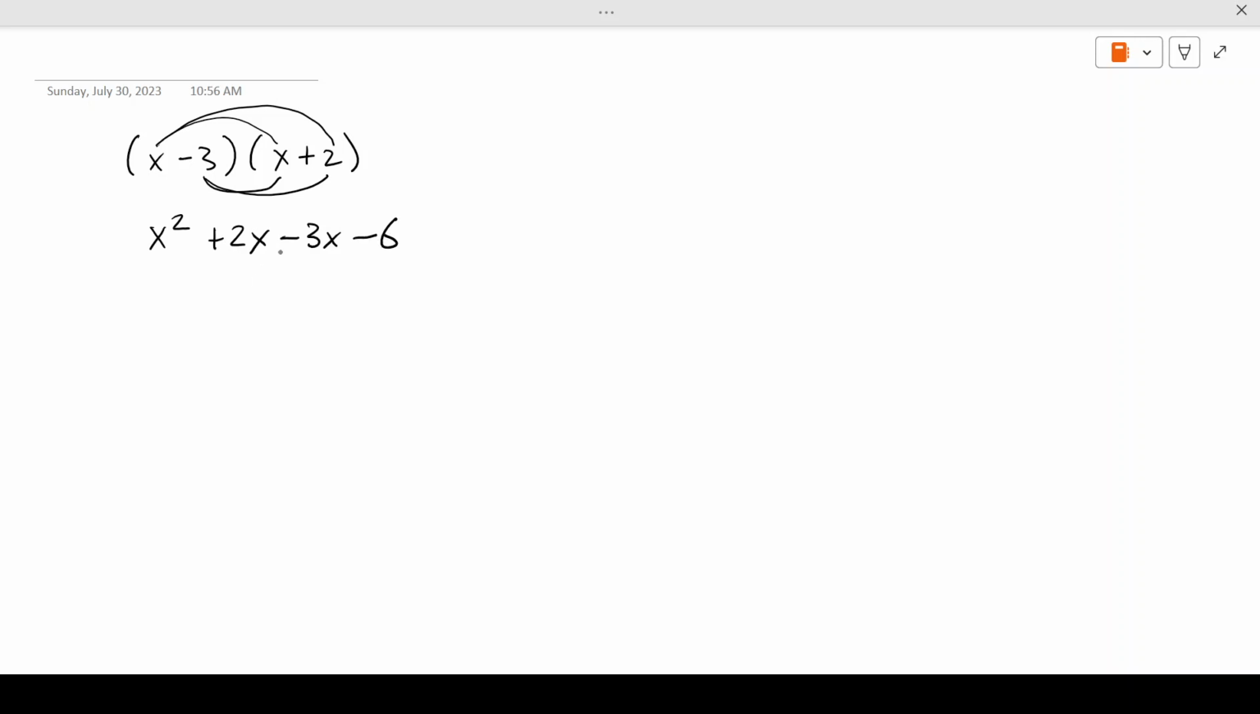Okay, and then we'll collect like terms here. We've got an x and an x. The exponents are identical, so we can collect those like terms. Positive 2 minus 3 is negative 1. So we have x squared minus 1x minus 6. That's the expanded form for the binomial times the binomial.